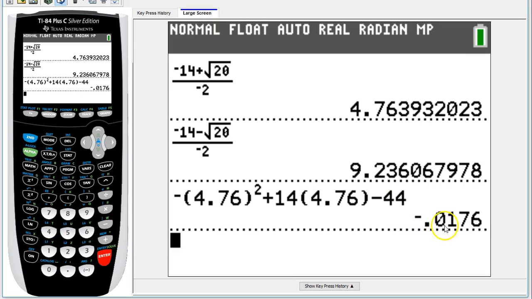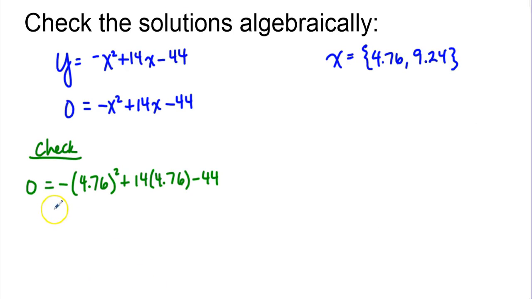Okay, it did not come out to be 0, but it came out really close, right? It's like negative 0.02. It's super close. So I'm going to say that's approximately 0, right? Okay, that's close enough because of the squaring of the rounded answer, okay? So it's not going to be exact. And I need to check the other root.